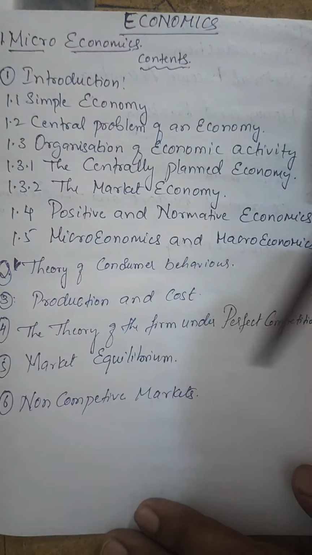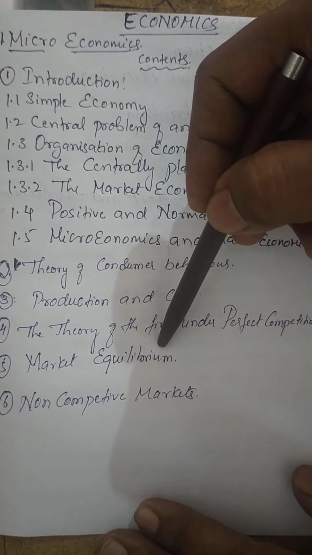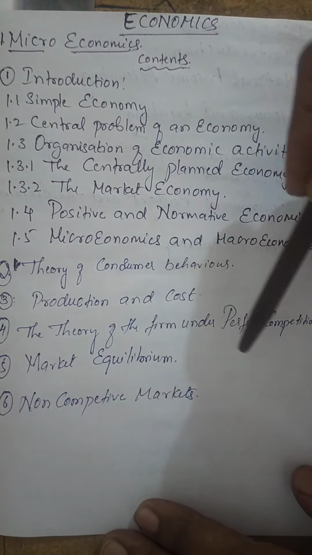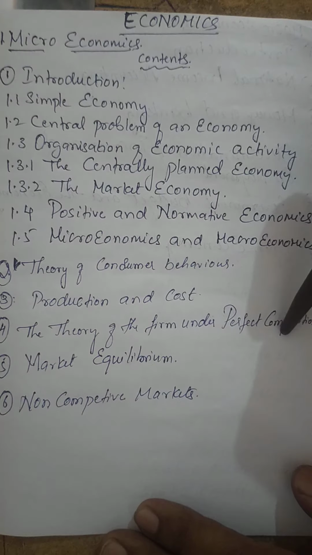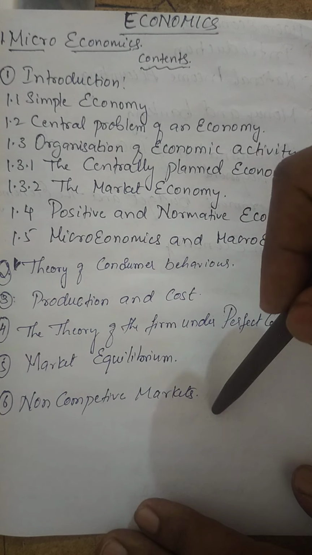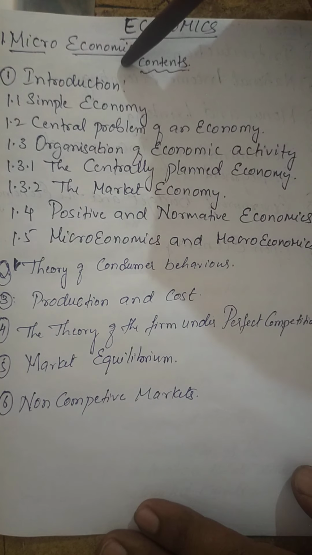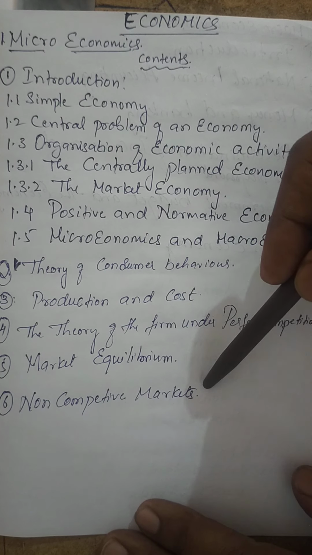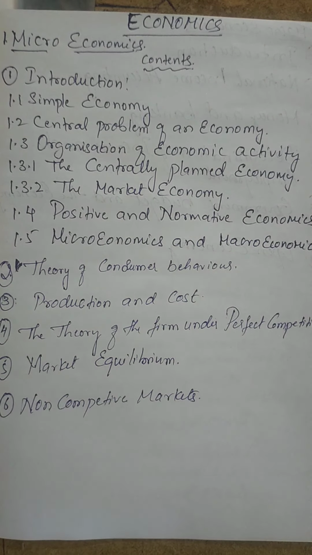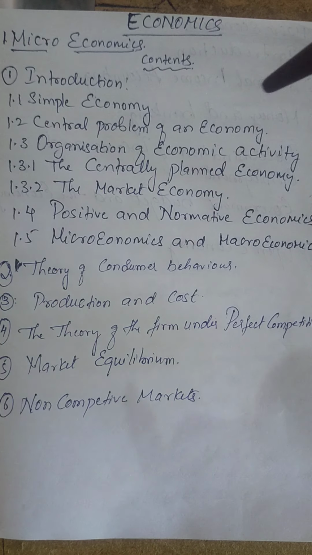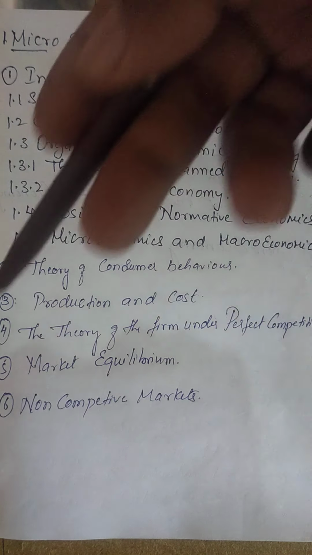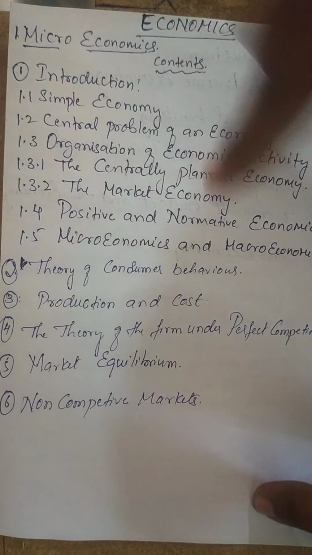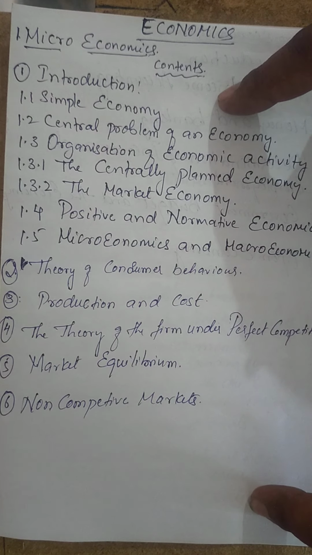Next, the fifth one is market equilibrium, which deals with what types of markets there are and what situations arise. And the last chapter in microeconomics is non-competitive markets. Types like oligopoly, duopoly, monopoly, and monopolistic markets all come under this topic. So this completes your microeconomics.